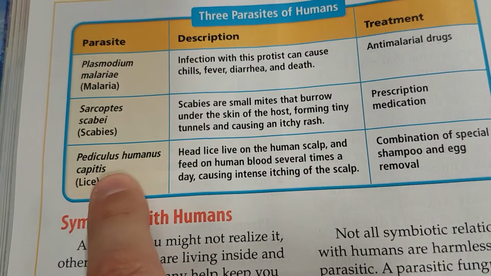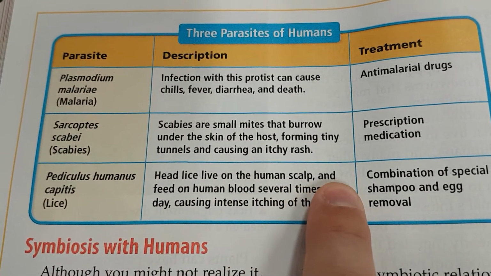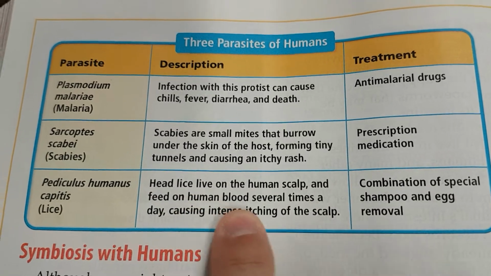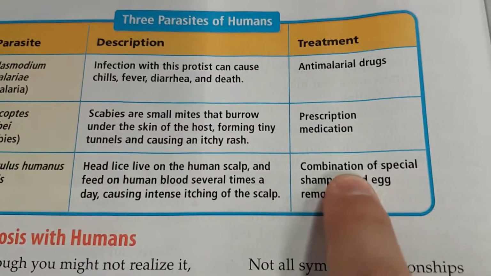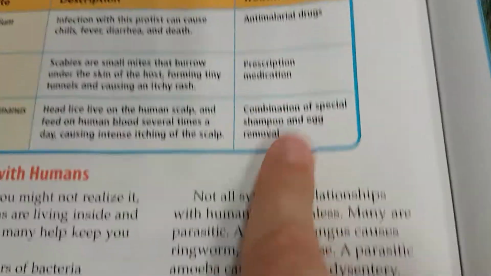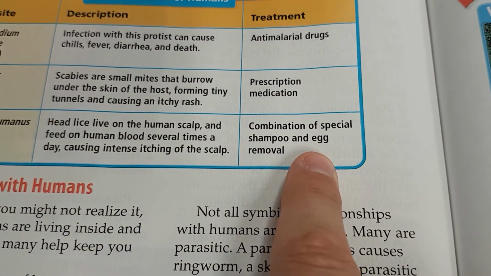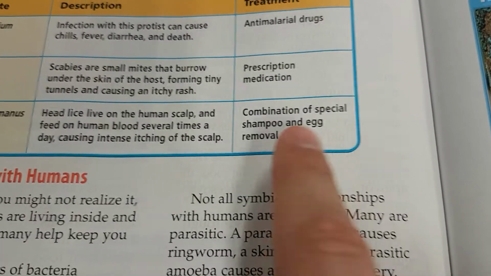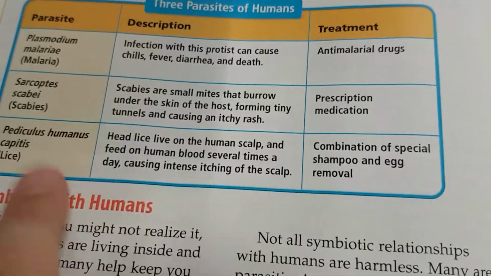Pediculus humanus capitis, or lice. Head lice live on the human scalp, that's your head, and feed on human blood several times a day, causing intense itching of the scalp. Treatment: combination of special shampoo and egg removal. So you have to use a shampoo to kill the lice, and then you have to use a special comb to comb the little eggs off of the hair and make sure they don't hatch. So that's how you take care of lice.